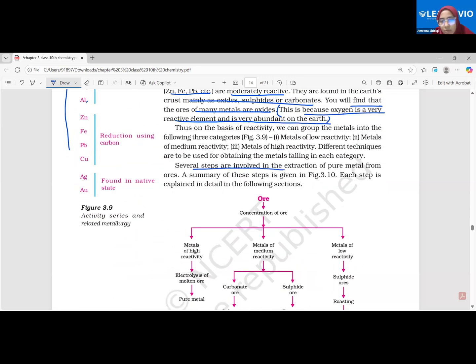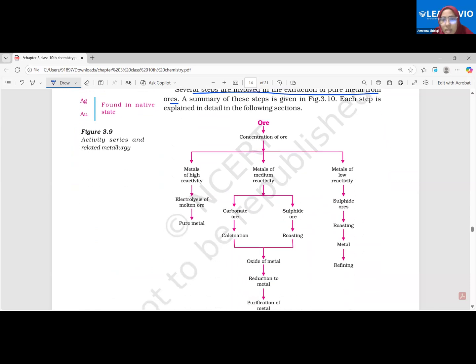See, several steps are involved in the extraction of pure metal from ores. We have the summary here. First, we have the ore. We will concentrate the ore. Once the ore has been concentrated, we will extract the metal from the respective ores.